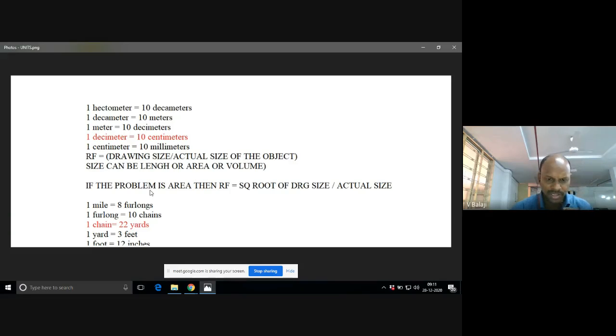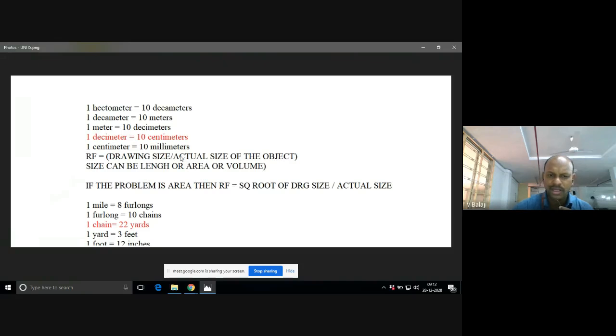There must be some method, right? Some reduction method, where we convert that larger length into a convenient length which can be drawn on the drawing sheet. That factor we call the representative fraction. The actual size of the object is written in the denominator. In this example, the actual size of the object is 1 kilometer.